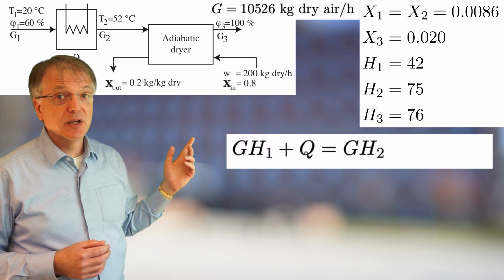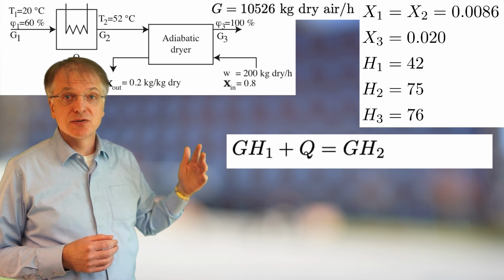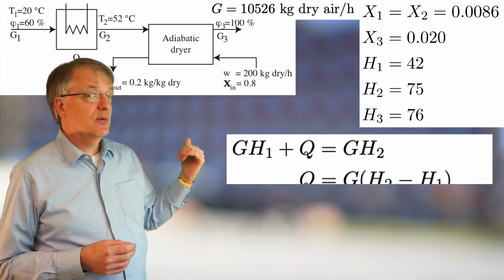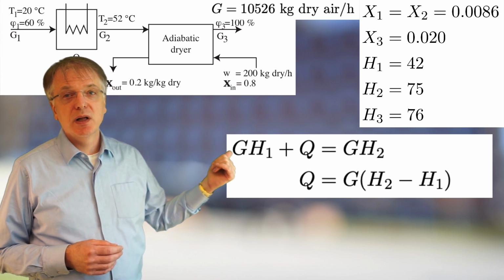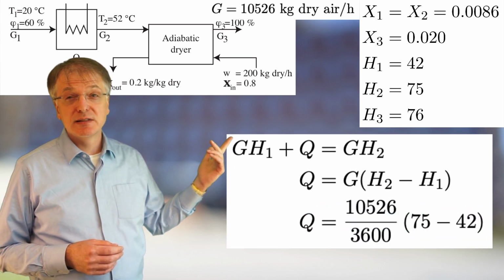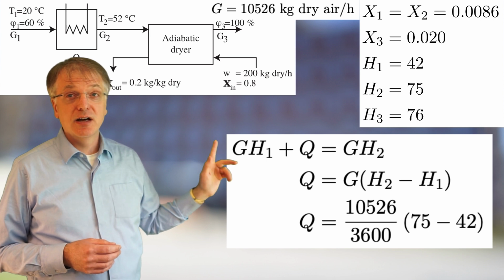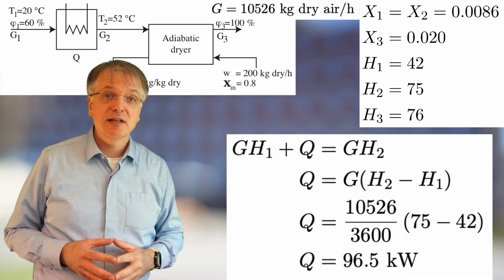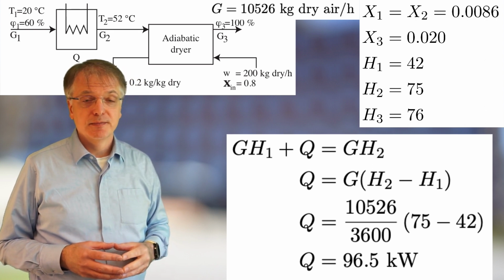Our energy balance becomes G times H1 plus Q equals G times H2, which gives us Q equals G times H2 minus H1, so 10,526 divided with 3,600 times 75 minus 42, or 96.5 kilowatts.